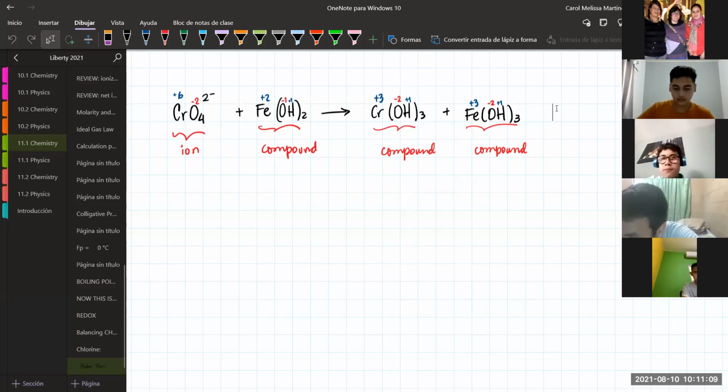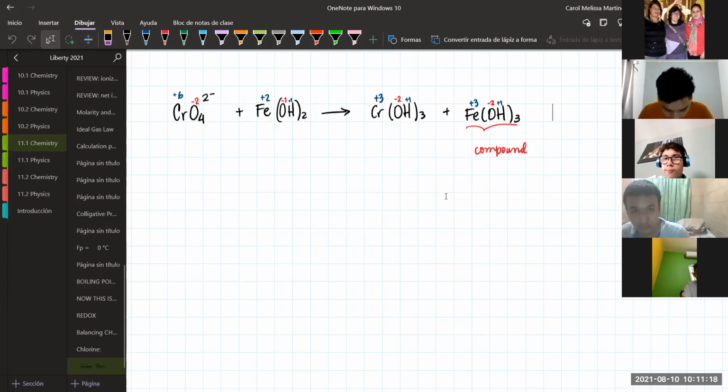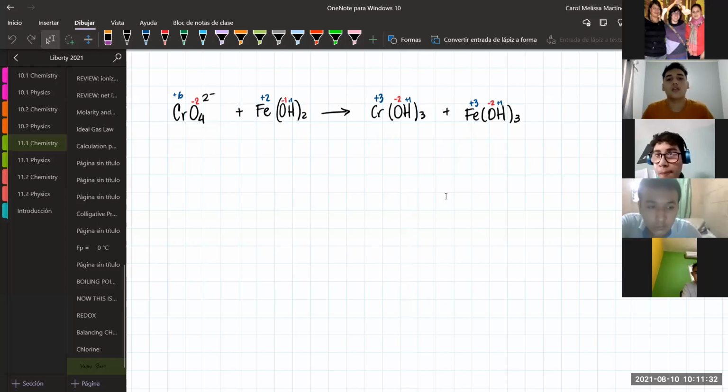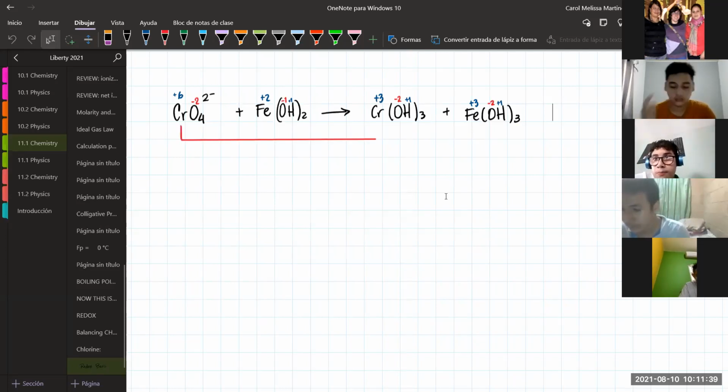Okay. And with this, we finish the first part that says that we need to get the oxidation state of each element. So, right now we need to identify what element is being oxidized and what element is being reduced. What element is being reduced? Chromium. So in chromium, you know that a reduction took place.